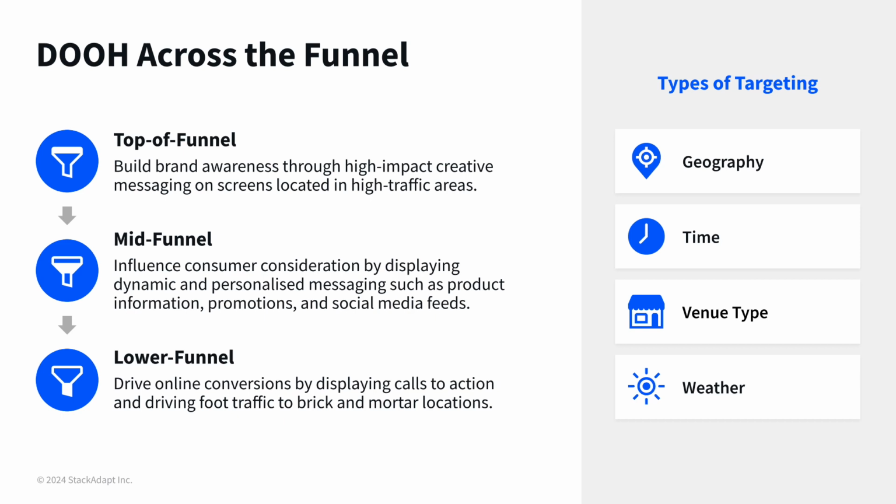Whenever we move to mid-funnel strategies, what we really want is to influence consumer consideration. So we want to display personalized messages or product information or social media feeds. And lower funnel strategies are more meant to drive online conversion through a call to action, or they want to drive foot traffic directly into physical stores. The types of targeting that we can rely on are geographic targeting, which can be country, cities, postcode, or lat long, time of the day, venue type, and weather targeting.